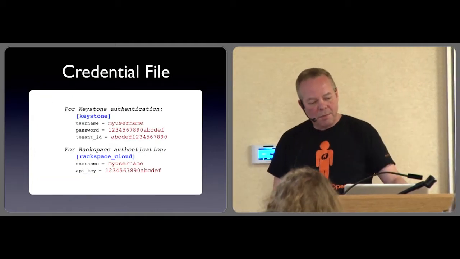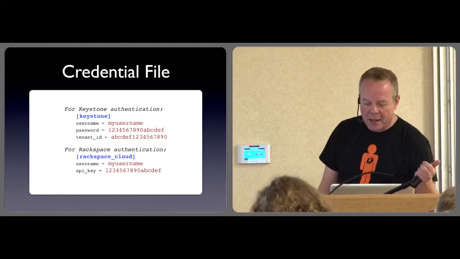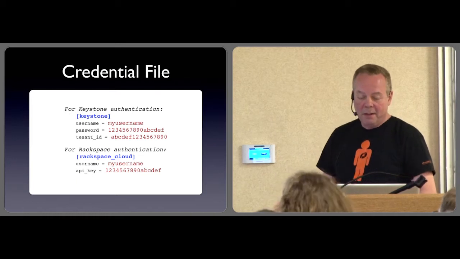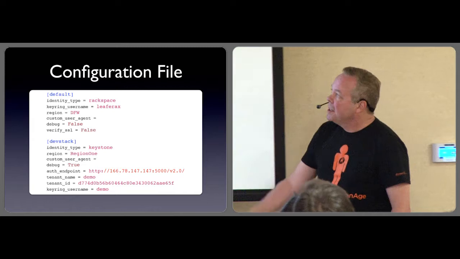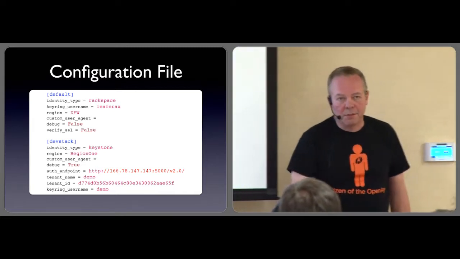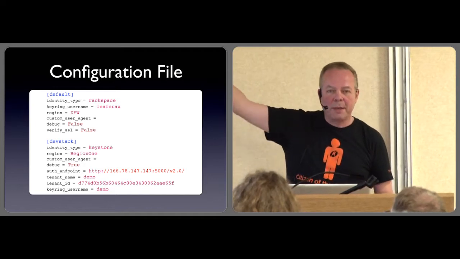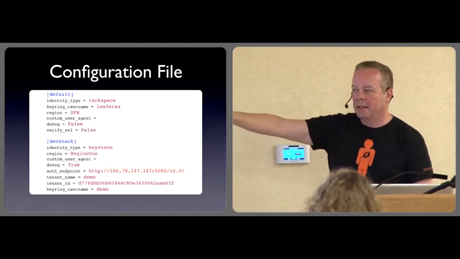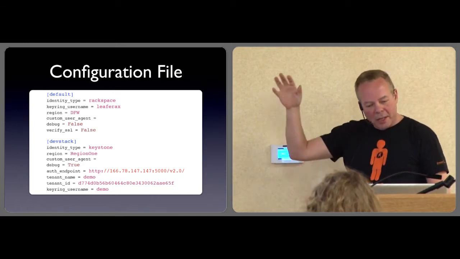Credential files support straight OpenStack Keystone authentication or Rackspace Cloud authentication, and it's just a standard config file. The config file itself is another standard config file. What this does is it offers different environments for each configuration section. So when I develop, I have my default Rackspace account, and then I have a plain OpenStack installation on DevStack, and you can set up all the parameters.